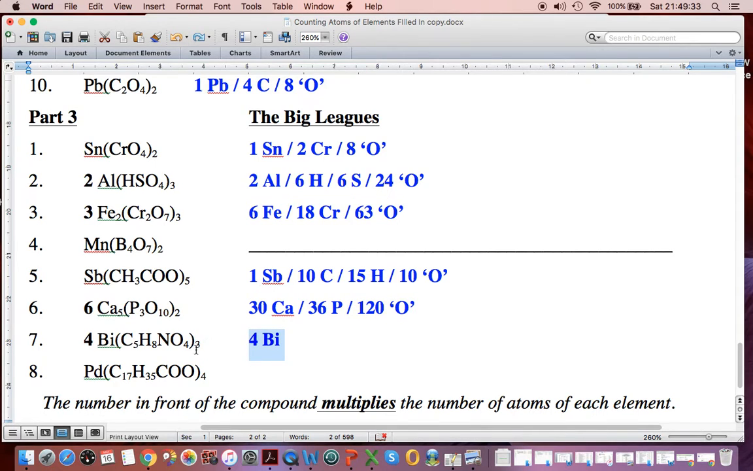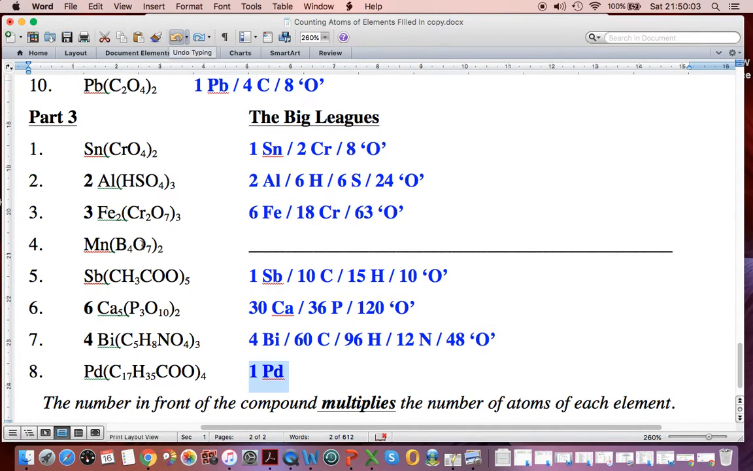And then we have 3 times 5 is 15 carbons times 4 should be 60. And then we have 3 times 8 is 24. 24 times 4 should be 96. And 3 nitrogens times 4 should be 12. And 3 times 4 is 12. 12 times 4 should be 48. So that's about as extreme as they get. Not very difficult. And number 8 is a lot like number 5.